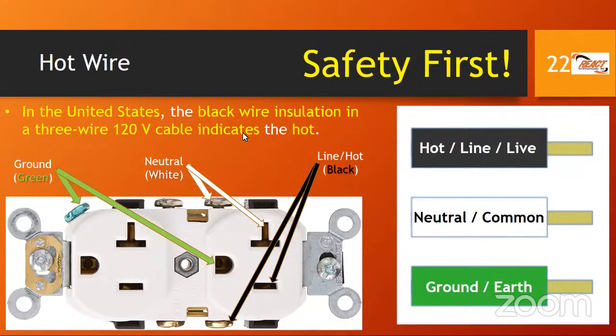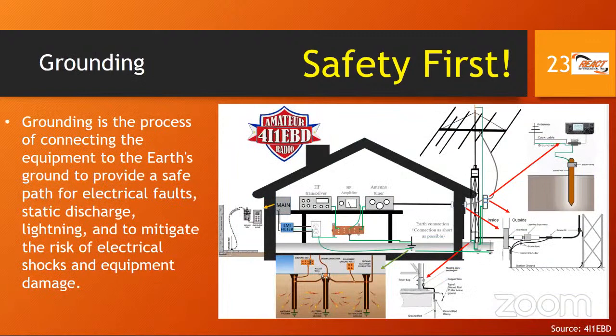But there's an exam question that comes with this, and they're talking about the hot wire. So in the United States, the black wire insulation in a 3-wire 120-volt cable indicates the hot. So let's dissect what they're saying here. It's the US wiring scheme. Black wire, it's hot. That's what we need to know for the exam. And of course, our voltage is 120 volts. Certainly in the US, Trinidad and Tobago, and several other countries will use 120. Some other countries, you may have a different supply. But 3-wire is what's used in the US, typically 120 volts. And the black wire indicates the hot.